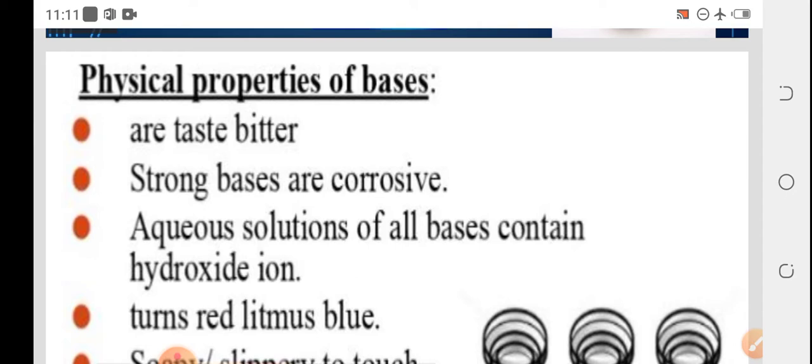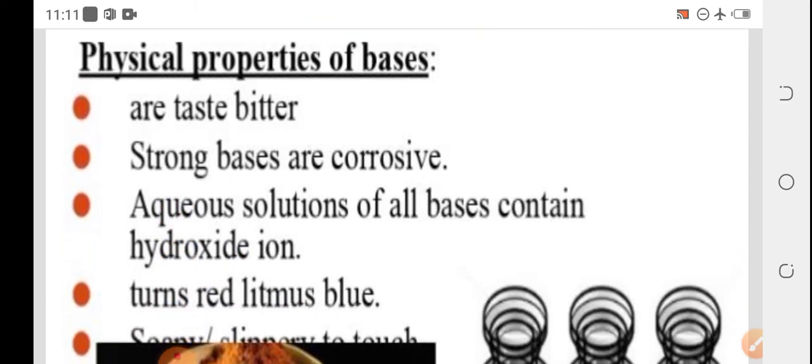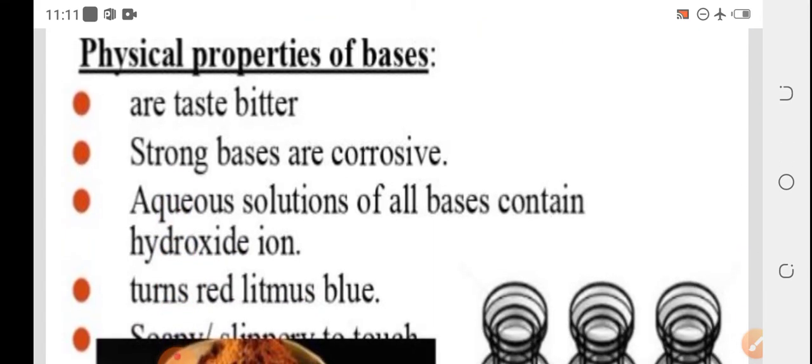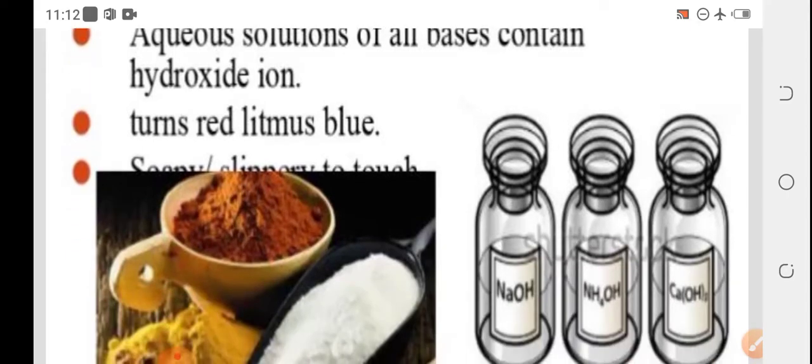What are the physical properties of bases? Let's see the physical properties of bases. They have a bitter taste. Strong bases are corrosive, and aqueous solutions of bases contain hydroxide ions, OH-, that turn red litmus blue. Examples of basic materials are sodium hydroxide, ammonium hydroxide, and calcium hydroxide.